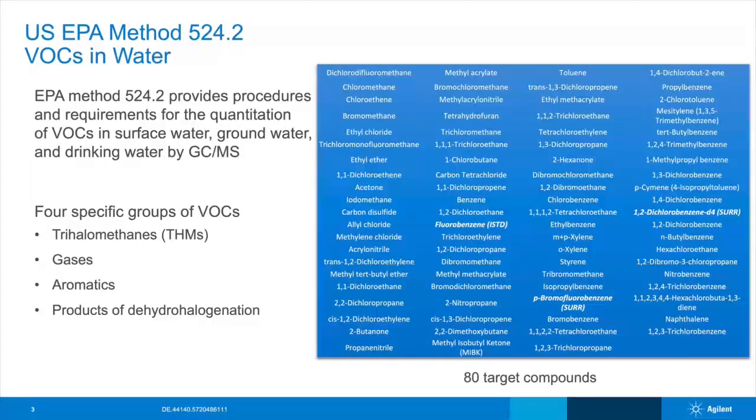US EPA method 524.2 is for VOCs in water, and the 524.2 method is applicable to surface water, groundwater, and drinking water using the purge and trap GCMS method. And it has four specific groups of VOCs: trihalomethanes, gases, aromatics, and the products of dehydrohalogenation.